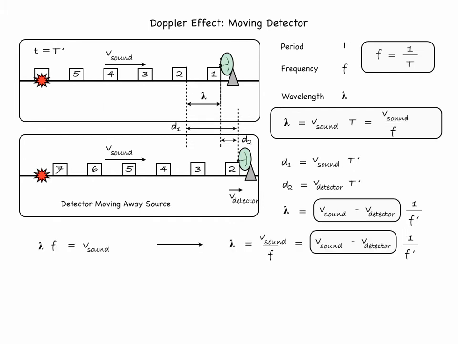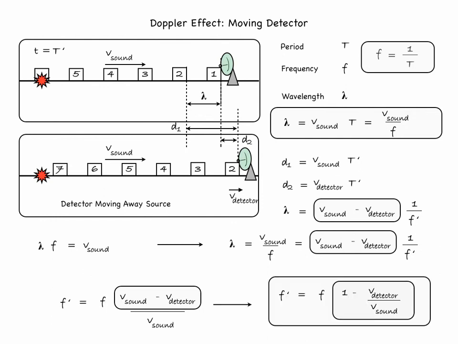Again, we'll have lambda equal to v sound over f, the frequency with which the bleeps are emitted at the source, equal to the difference between the velocity of sound and the velocity of the detector times 1 over f prime, the frequency with which the bleeps are detected. That leads, of course, to f prime equal to f times v sound minus v detector over v sound, or in other words, the frequency with which the bleeps arrive at the detector is equal to the frequency with which they are emitted by the source times 1 minus v detector over v sound.